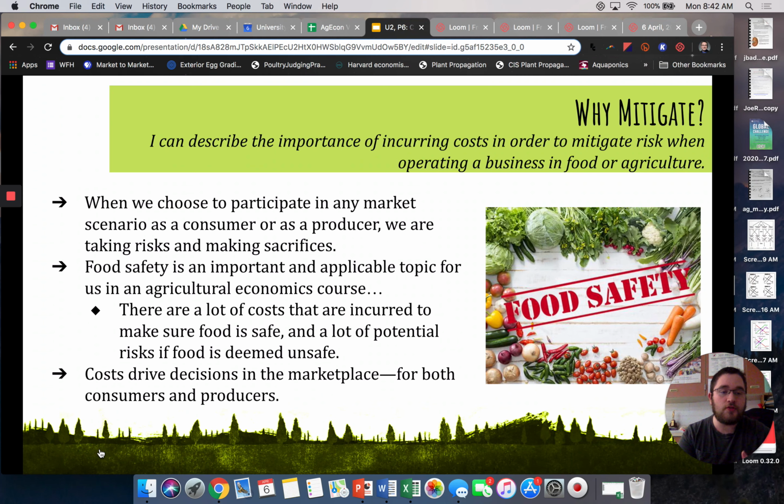Every time we choose to participate in that marketplace, we are taking a risk because we are uncertain if the food that we get is going to be safe until we wait and get sick or not sick. Costs drive decisions in the marketplace for both consumers and producers, but a lot of places, especially because the law tells them they need to, put forward a lot of different costs, and they invest a lot of money into making sure that food is safe, healthy, and secure.